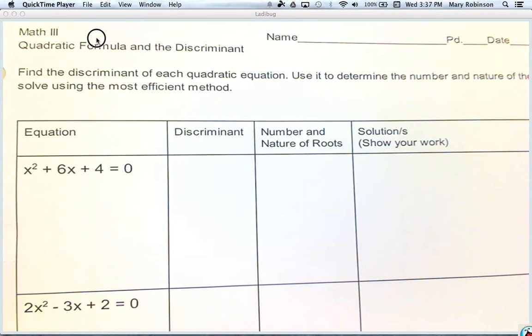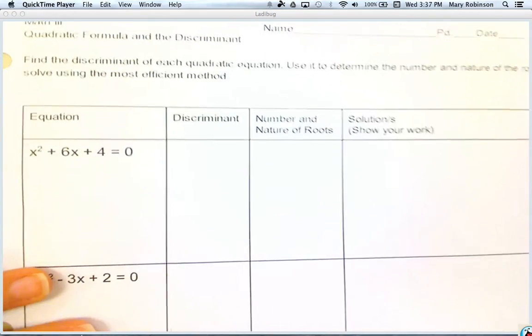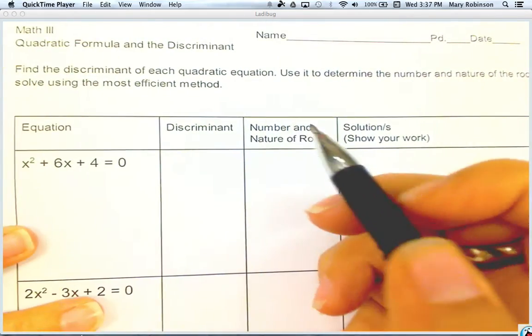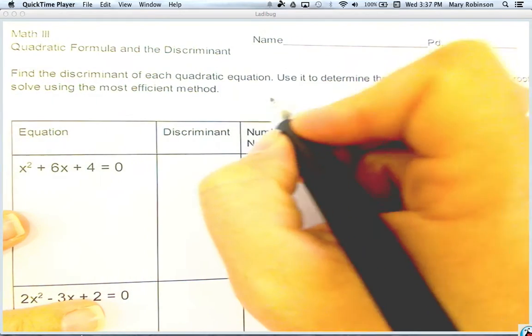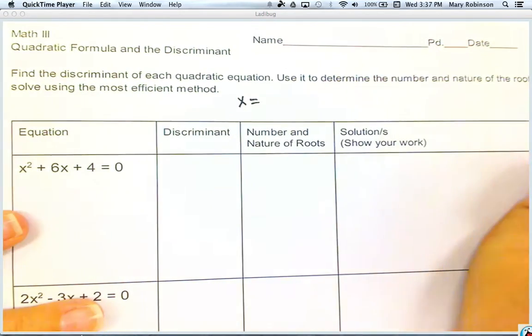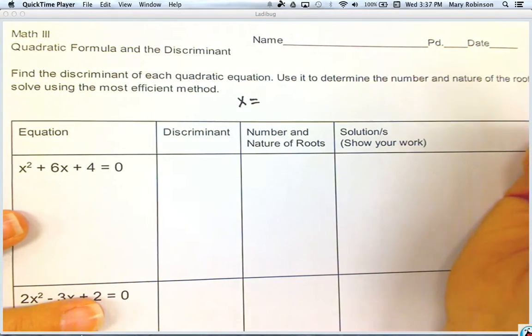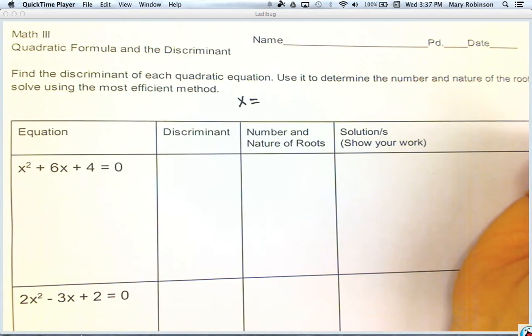In this video, I'll be covering the quadratic formula and the discriminant. So, quadratic formula. This requires us to remember what the quadratic formula is. When we use the quadratic formula, we are using it to find the zeros of a quadratic function.